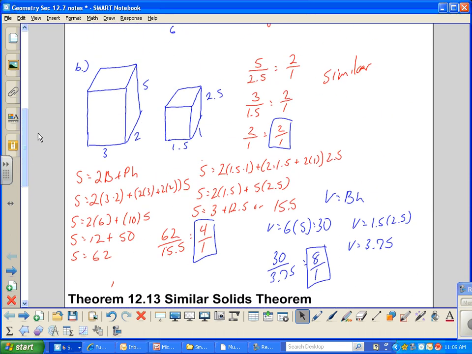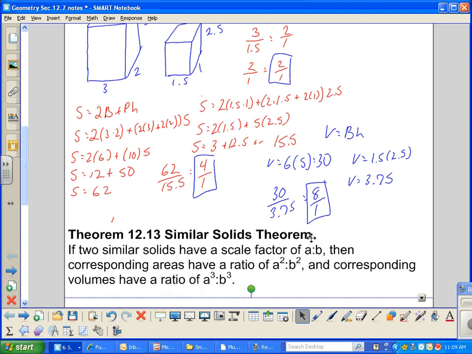So we started out with 2 to 1 here, and if I square those, 2 squared is 4, 1 squared is 1. So for our areas, we've got an A squared to B squared, and then if I take 2 to 1 and I cube it, that's going to give me 8 to 1, which matches up with what I should have for volume. It should be A cubed to B cubed. So 2 cubed is 8, 2 squared is 4. So that matches up with the theorem as far as what the ratios should come out to be for area and volume.